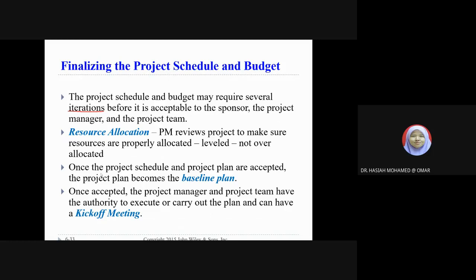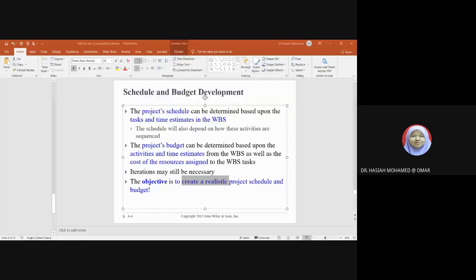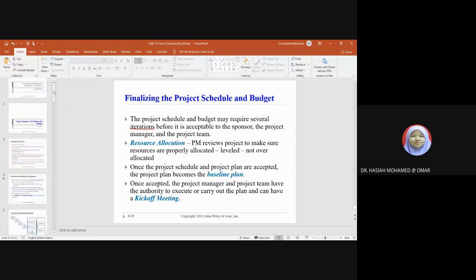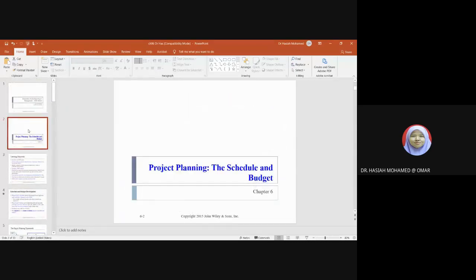Okay, and then once we have the project schedule and project plan, when it is accepted, then the project plan can become the baseline plan. So this is the kita kata document that we refer to. Okay, and after that bolehlah buat kick off meeting. Okay, that's all for chapter 6 kan.